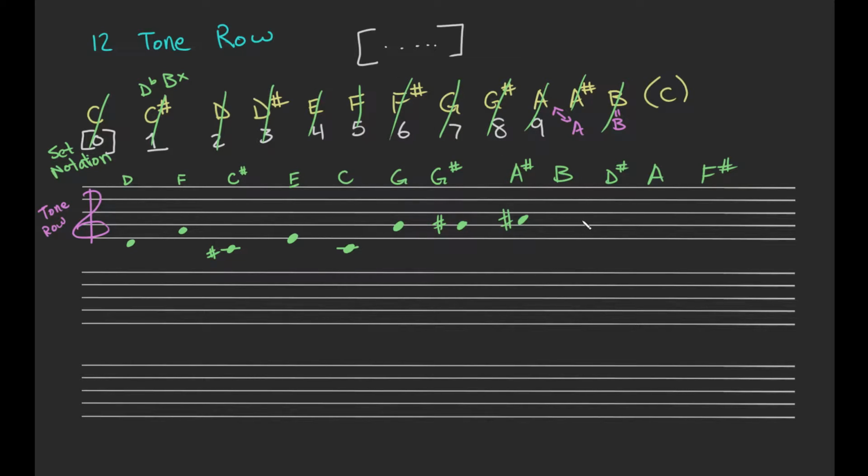So B would be here. D sharp would be here, A, and then F sharp. Okay, so if you have all these, let me go ahead and write the natural signs just in case people are a little skeptical. G is good, A needs a natural here, and that should be okay. Okay, so let's go ahead and play this.